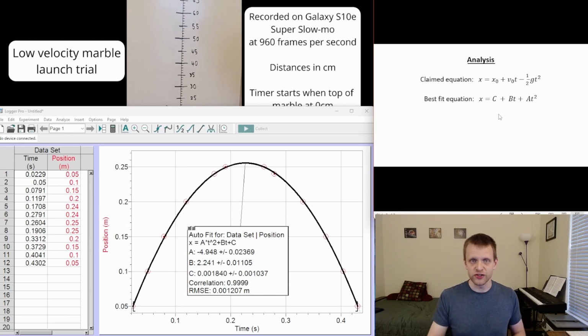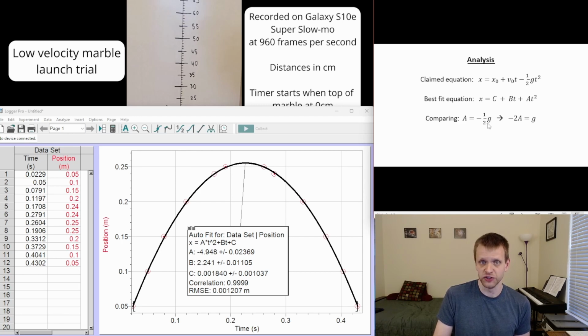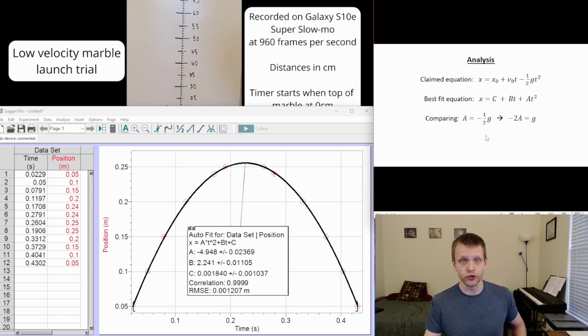So what we can do is try to match up these terms and say, well, the constant term in front of the t squared, this capital A, that should match up with negative 1/2 g. Okay? So this capital A value should be the negative of 1/2 of the gravitational acceleration. And in this case, we can just rearrange this and say, well, that means negative 2 times A is equal to our experimental value for little g.